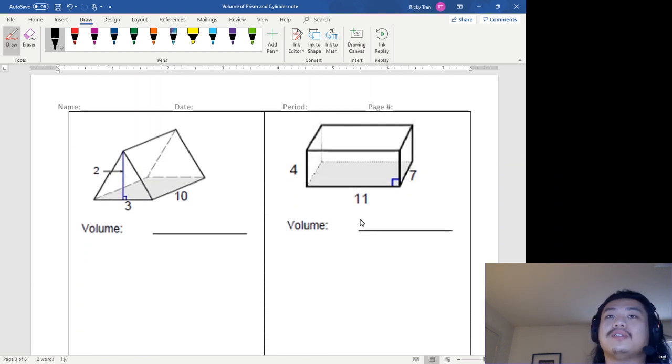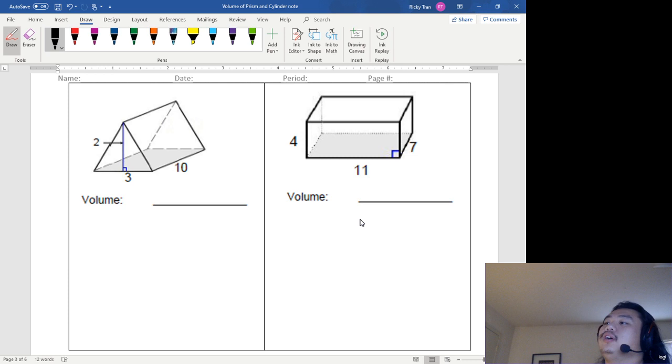Not doing anything difficult. This week is volume. Very simple. Tomorrow we're gonna do pyramids, and then on Wednesday we're gonna do composite, so volume of 2 shapes put together.